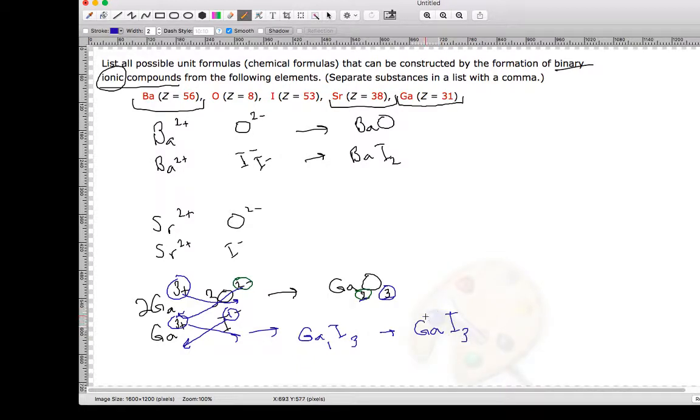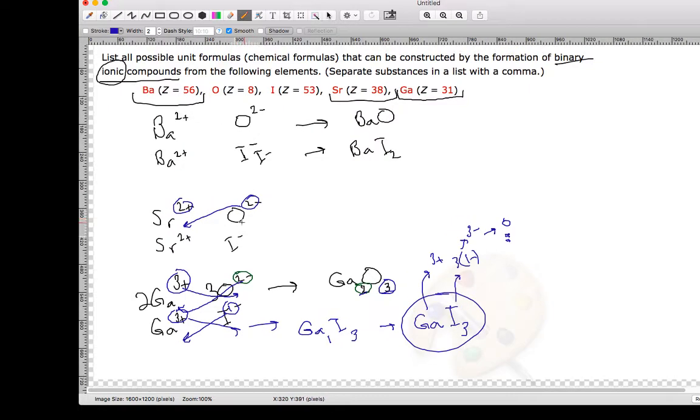Let's see. Ga is a 3 plus charge. I is a 1 minus charge. And there are 3 of them. So 3 times negative 1 is negative 3. So this is a total of a 3 minus charge here. 3 minus perfectly balances out a 3 plus. I mean, it cancels out. So then you get a total charge of 0, which is what we wanted. So yeah, this is a valid shortcut most of the time. You can just put this number right there and put this number right there.